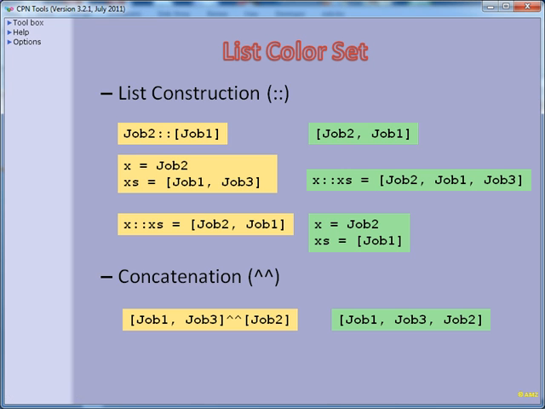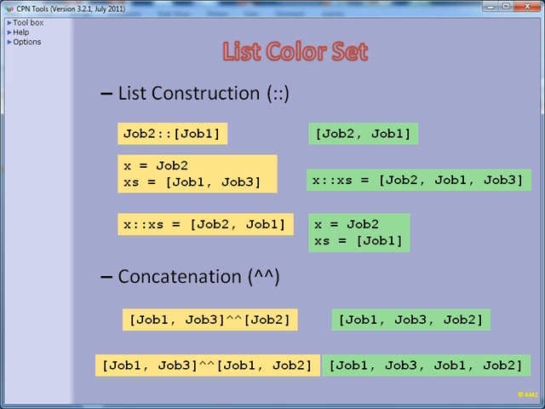We may have lists larger than these. For example, here is an example where we have two lists. The first one, job 1, job 3. The second one has job 1, job 2 as elements in that list. When we apply this concatenation operator, the return value is a new list with all the elements in that order put into this new list, and that is the return value of this concatenation operator. So with this quick definition and illustration of a list color set, we switch to CPN tools to see how we can use these things in an implementation of a queue in CPN tools.